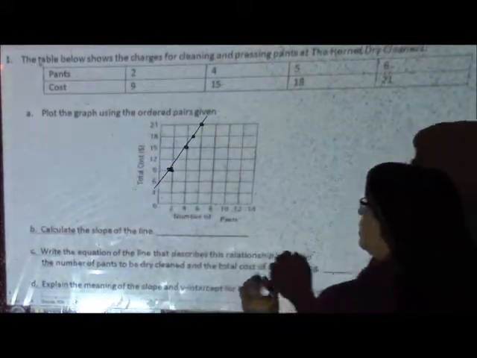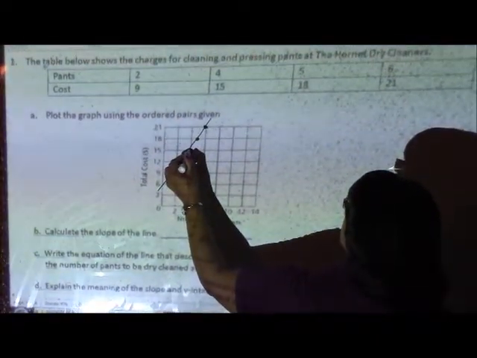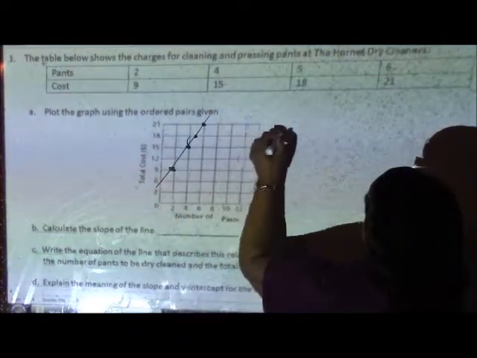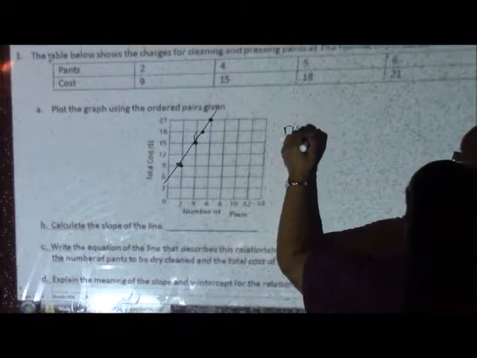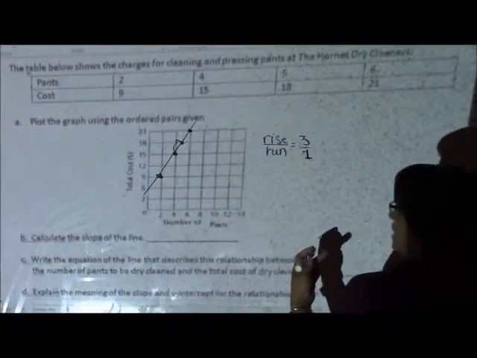Now what we need to do is we need to calculate the slope. We can do that by using rise over run. If we go up from 15 to 18, we rise 3. And to get to our point, we run 1. So our slope is 3 or 3 over 1.